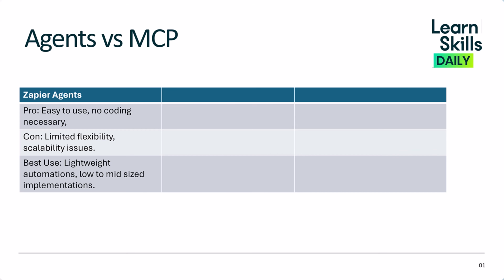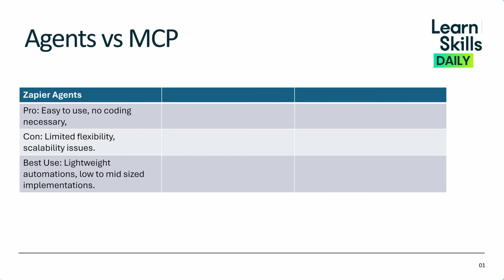Now, you may be thinking to yourself, what's the difference between agents and MCP in the Zapier ecosystem? Up until now, we've been talking a lot about how to create Zaps, how to integrate them into tables and forms, and those automations are fantastic, but they're very different than the power and flexibility available with MCP. Zapier agents, the pro of them, they're easy to use and there's no coding necessary. All of the data is drag and drop, and it's very easy to create those Zaps with absolutely no coding knowledge whatsoever.